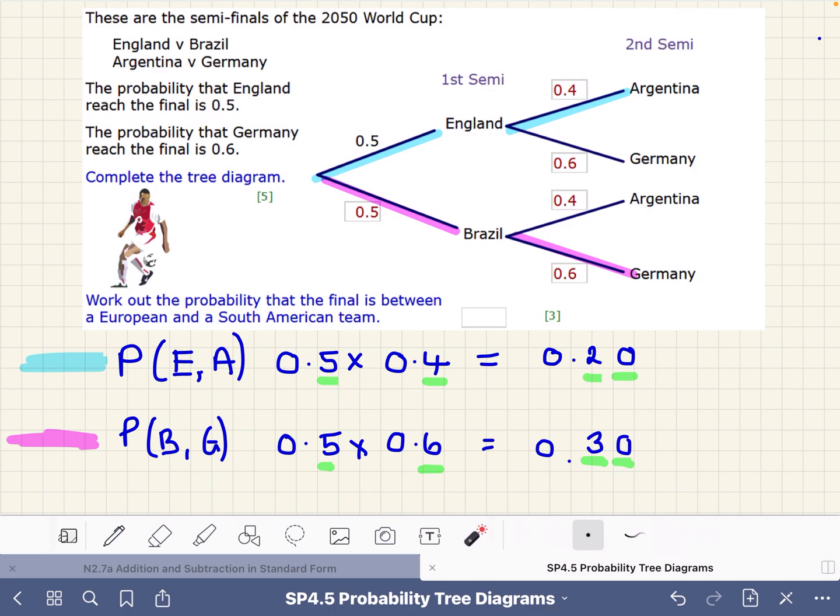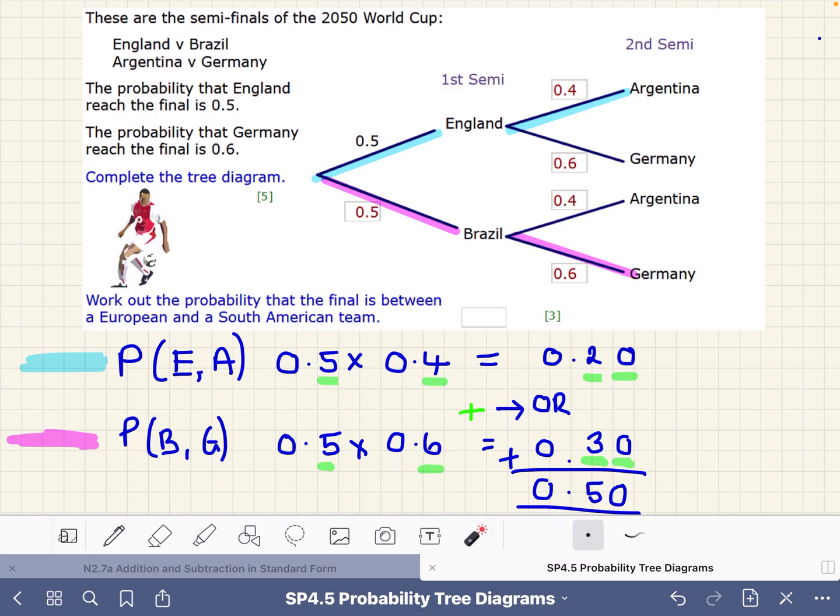Now the probability of having a South American versus a European side in the final is a mixture of this probability or that probability. This word "or" should make you think of "add." So the total probability of there being a European and South American team in the final would be to add those probabilities together to give us 0.5.